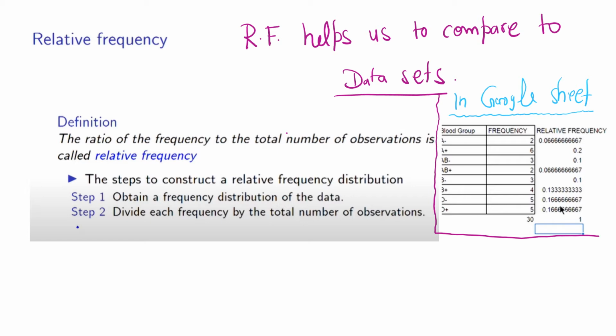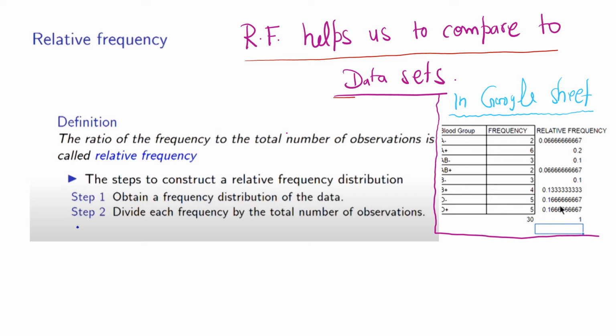Now come to the relative frequency. Relative frequency helps us to compare datasets. What is relative frequency? The ratio of the frequency to the total number of observations is called relative frequency. For this, step 1 is to obtain a frequency distribution of the data, like 2, 6, 3, 3, 2, 3.